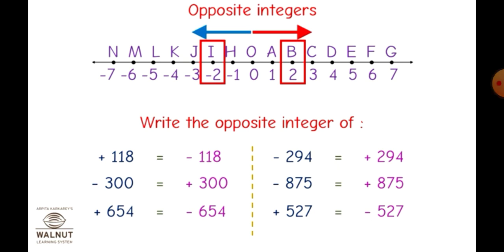Write the opposite integer of +118 equals to, that is, -118. Similarly children, you can write all these examples.